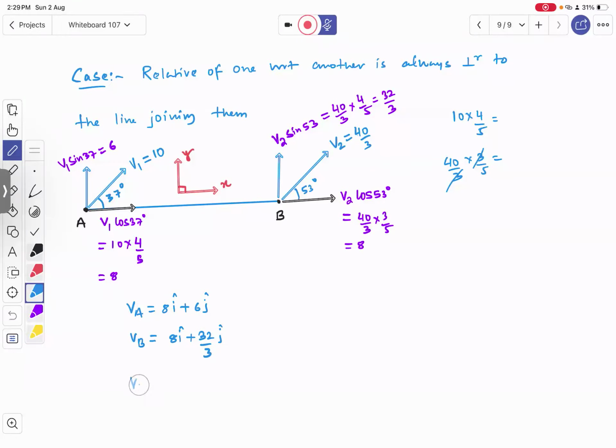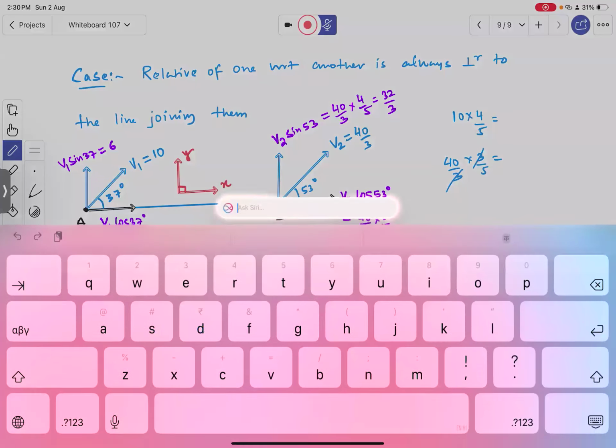Now if I ask you to find the velocity of B with respect to A, that will be VB minus VA. And when we do VB minus VA, the x components will cancel and the net result will be in the y direction. That will be 32 by 3 minus 6 j cap, and 32 minus 18, so 14 by 3 j cap.